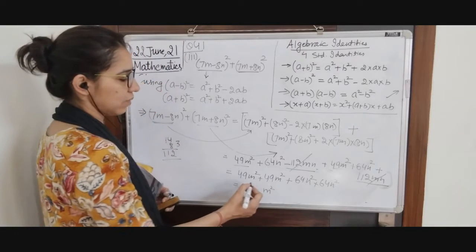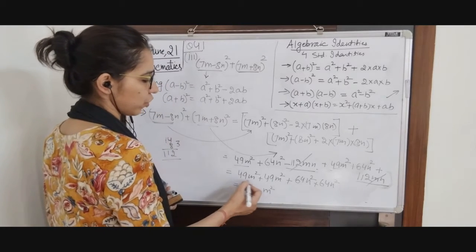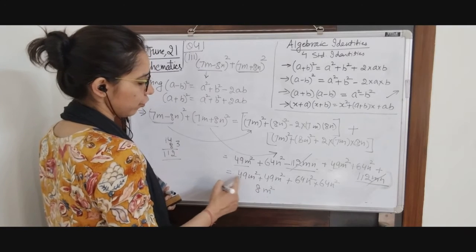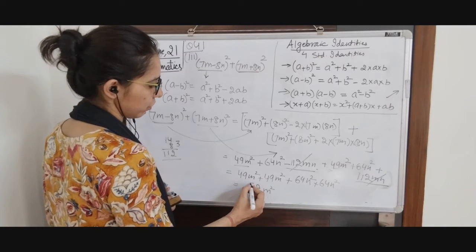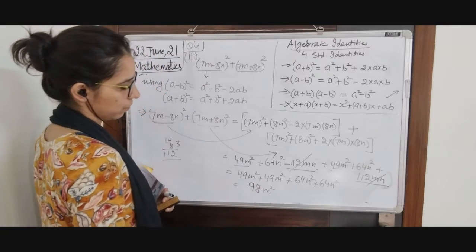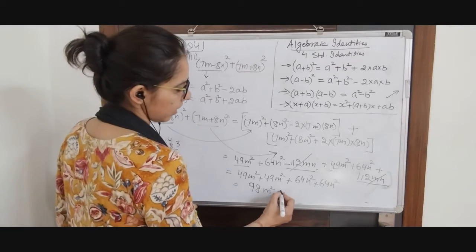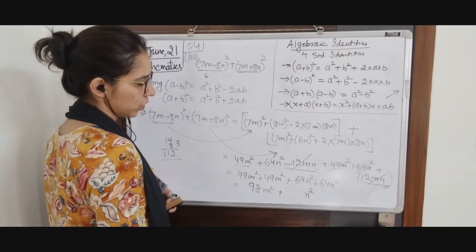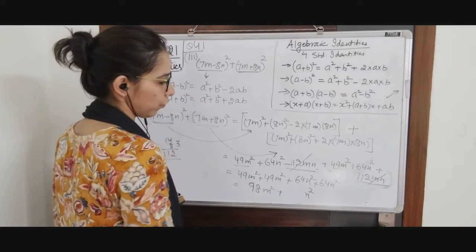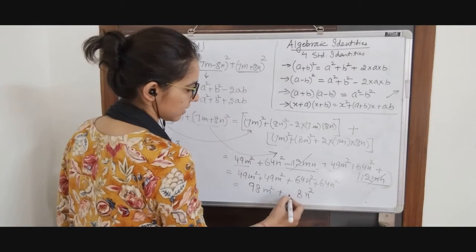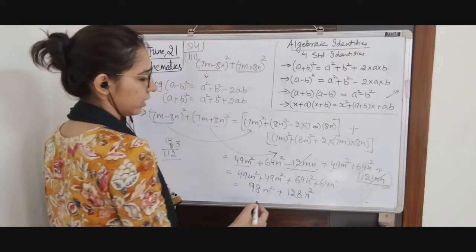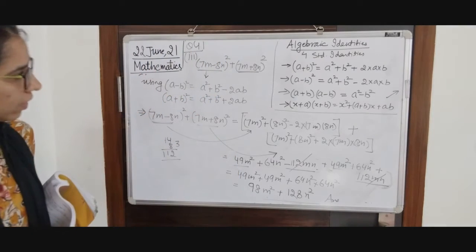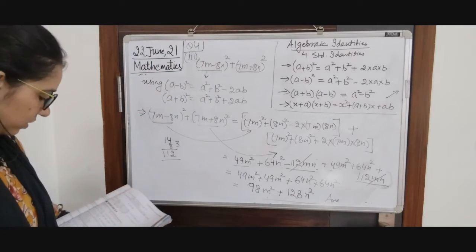Addition of these like terms, I am going to put the variable as it is. 49 plus 49, it is going to be 98, m square. Again 64 square, I am going to put the variable as it is, which is n square. Then I am going to add the coefficients, 64 plus 64, which is 128, n square, and this is going to be our answer. So this is how we solve these kinds of questions.